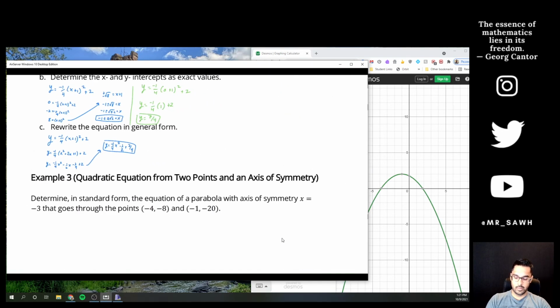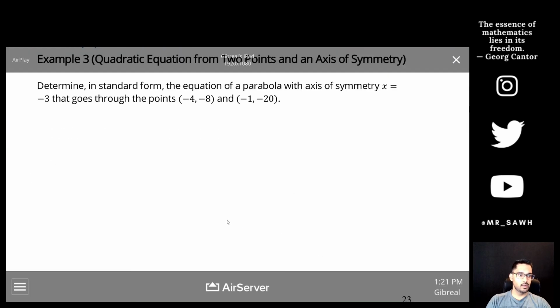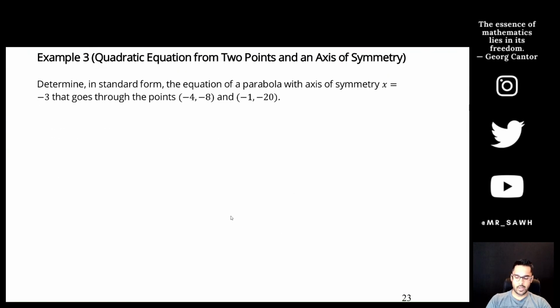Okay, if you think about example number 3 here, same sort of question, but determine in standard form again the equation of a parabola with an axis of symmetry x equals -3, that goes through the 2 points -4, -8, and -1, -20. The problem with this one is I'm not told what the vertex is. All I know is I have part of it.